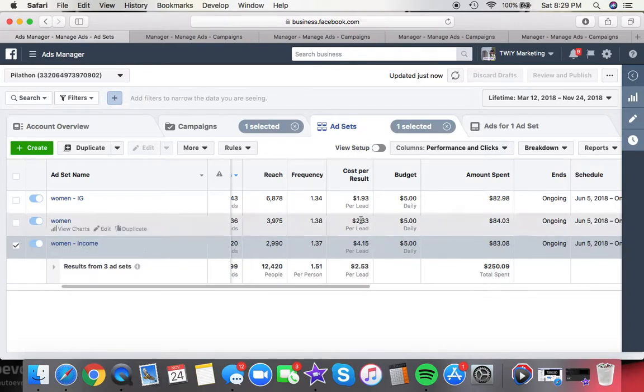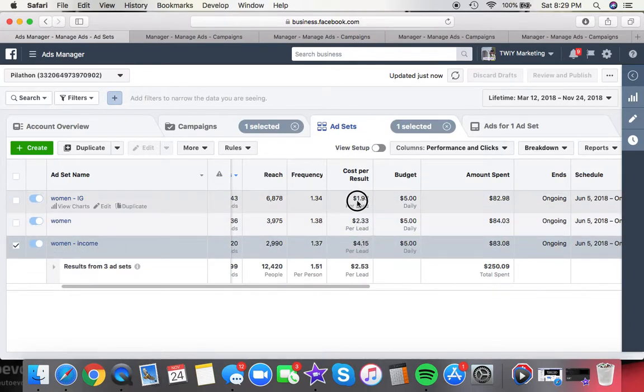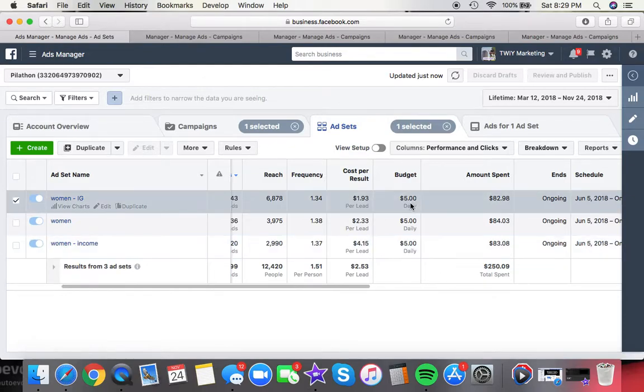So right off the bat here, guys, this is what I was looking at when I was determining if I was going to run this campaign. So if I had, say, a $10 a day budget, which I think it was for this client because they had a really small budget.